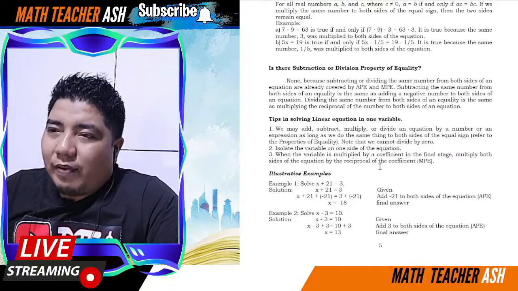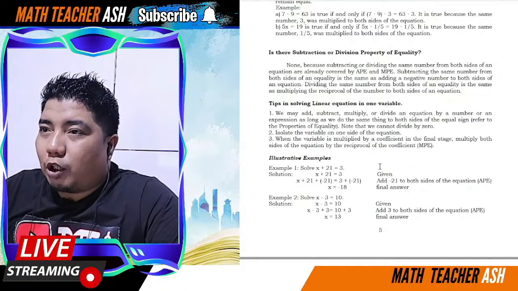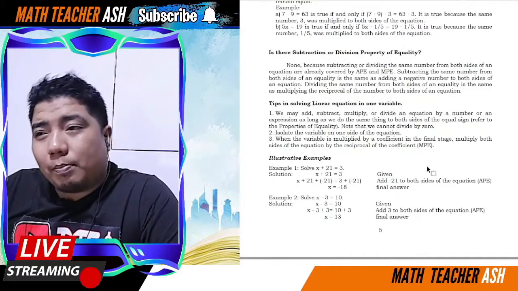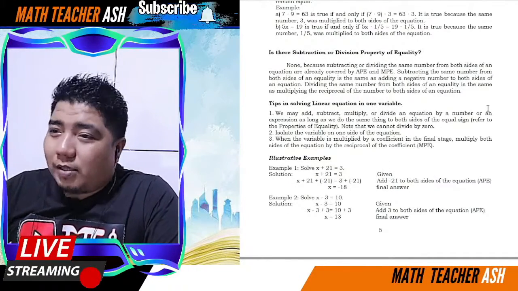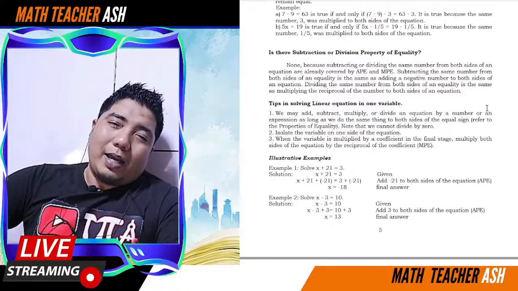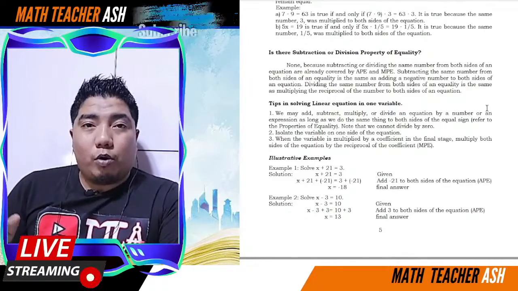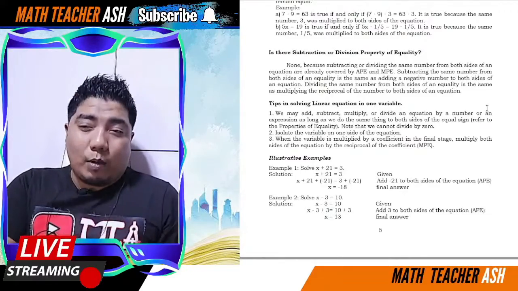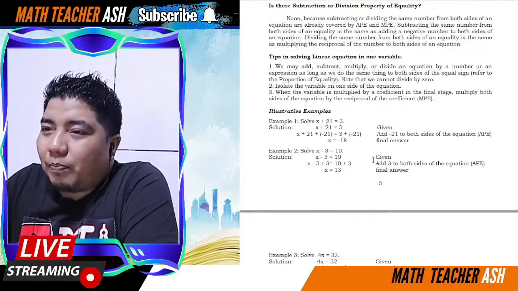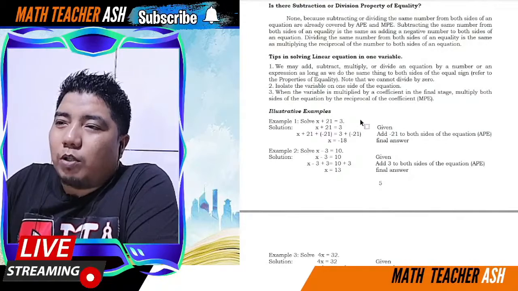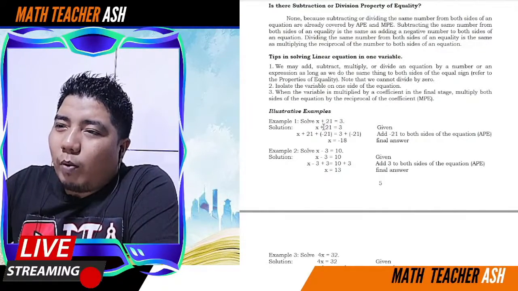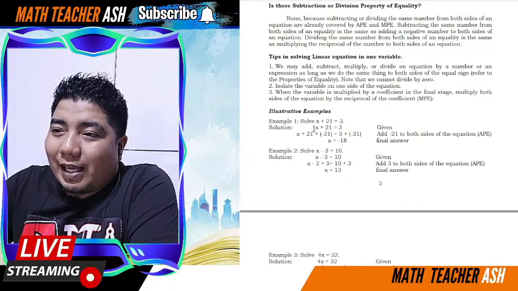So, we have here the tips in solving linear equations. In linear equation in one variable, we may add, subtract, multiply, or divide. Depende sa inyo. Basta ang aim lang dito ay ma-isolate mo yung variable, yung letter sa isang side na siya na lang ang naiwan. Okay? So, example here. X plus 21 is equal to 3. So, anong gagawin mo dito? So, of course, etong 21, kailangan mawala dito para si X na lang ang matira.